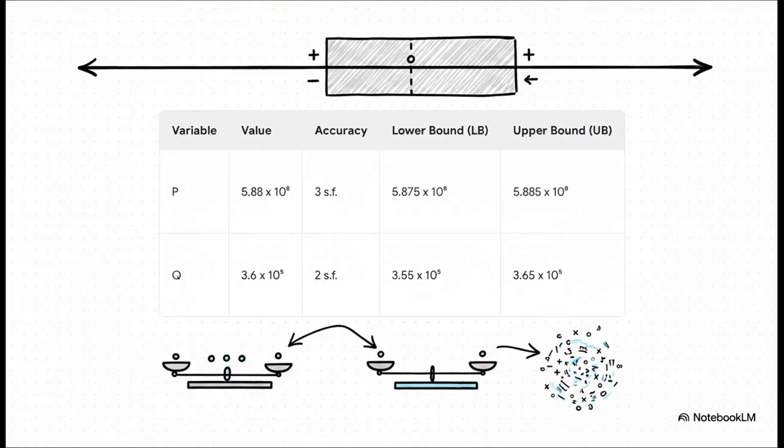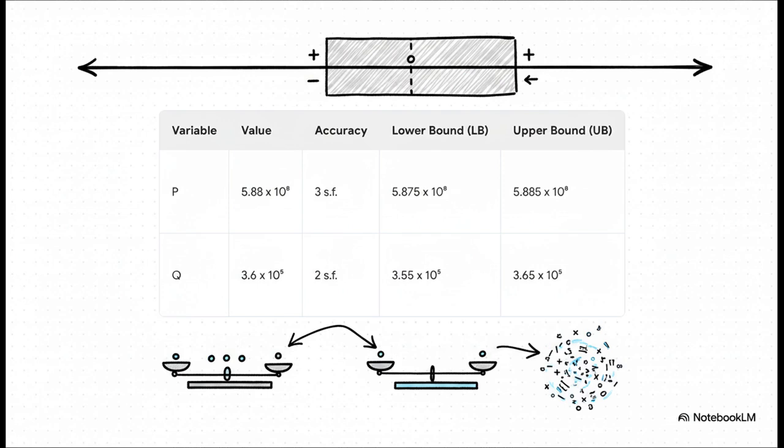Okay, let's crunch these numbers. For p, it's 5.88, rounded to 3 significant figures. That means the accuracy is down to the second decimal place, or 0.01. We halve that, which gives us 0.005, and then we add and subtract it. That gives us a lower bound of 5.875 and an upper of 5.885.